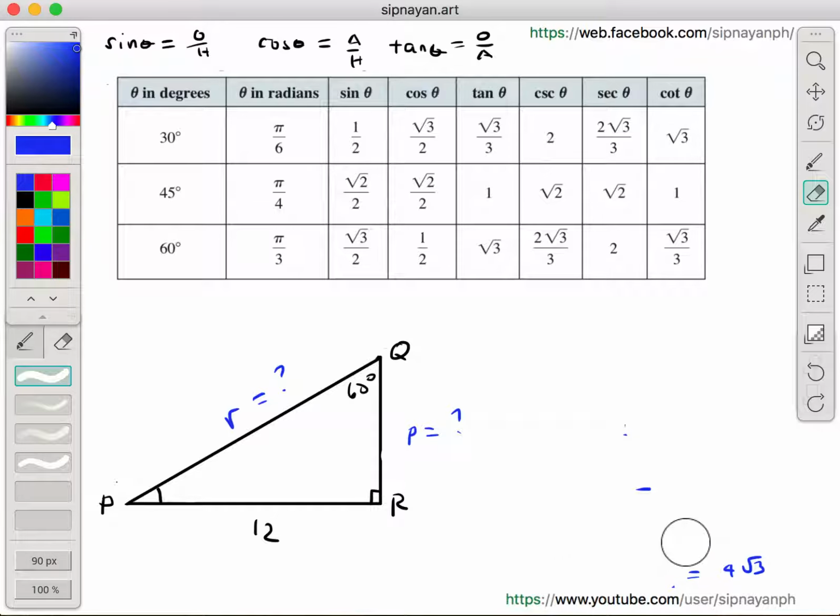So, may value na tayo: 4 square root of 3. So, paano natin kukunin tong R? We can do two things. Pwede natin gamitin yung Pythagorean theorem. Meron na tayong dalawang sides.